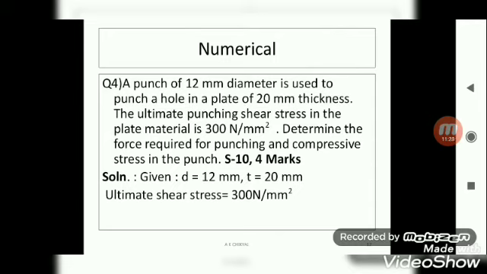Question number 4. A punch of 12 mm diameter is used to punch a hole in a plate of 20 mm thickness. The ultimate punching shear stress in the plate material is 300 Newton per mm square. Determine the force required for punching and compressive stress in the punch. Somewhat the same problem.